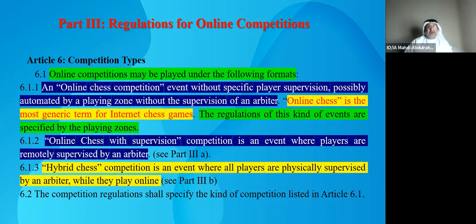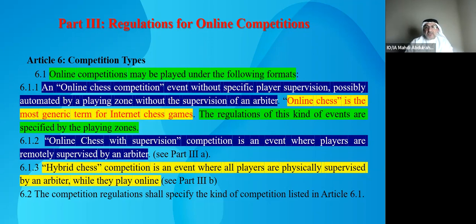Then we have one local technical assistant. His job is to check the equipment and materials such as computers, connection, internet, Wi-Fi, and he is responsible for electricity, and to check before the game starts. Even during the game, when the arbiter or chief arbiter asks him to check a player's computer, maybe a player is not familiar with the computer and doesn't know how to share the screen, he goes and helps him. So online chess is the most generic form for internet chess games.